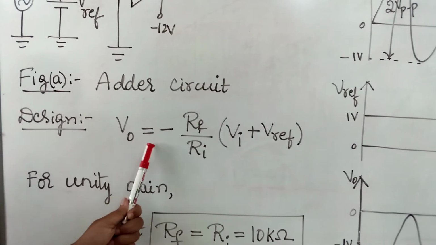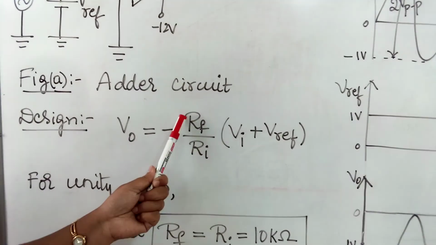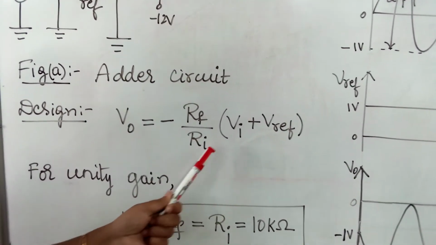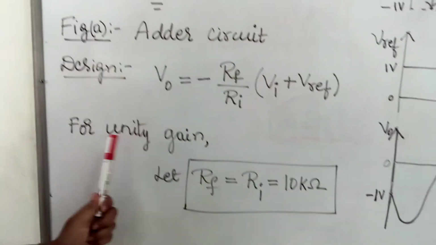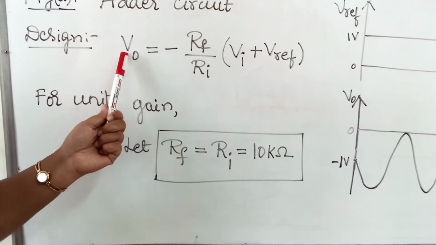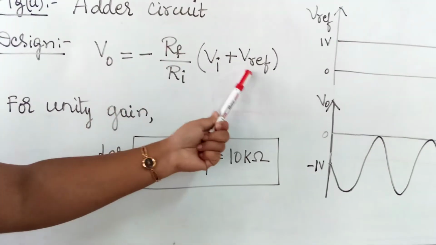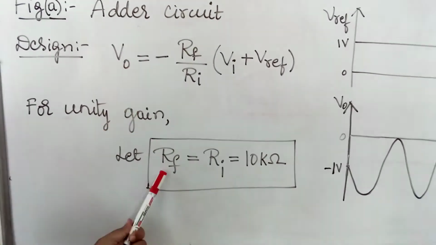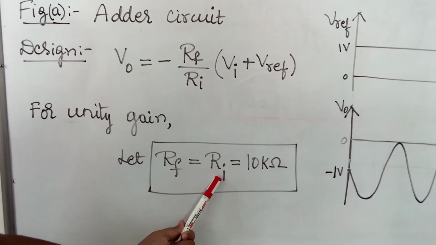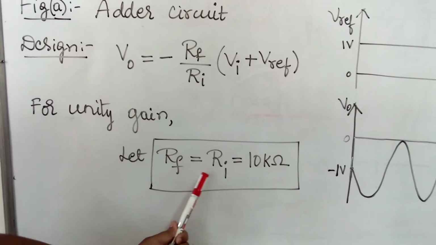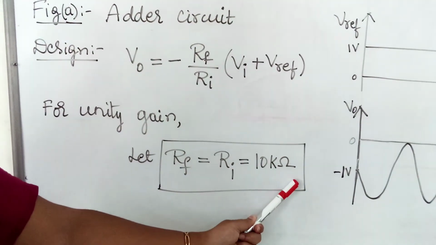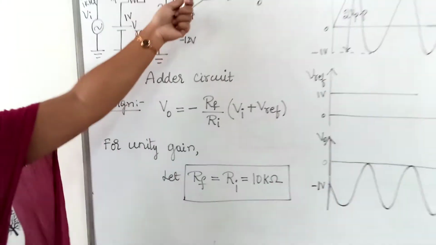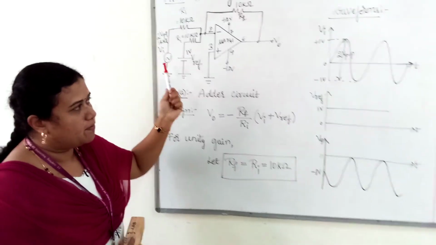So V0 is equal to minus of RF by RI, where RF is the feedback resistance and RI is the input resistance. If we assume unity gain, that is V0 by VI, output by input voltage, equal to 1, then RF becomes equal to RI. So let us choose RF equals RI, equal to 10 kilo ohm. So we got RF and RI values as 10 kilo ohm. This completes the design of the adder circuit.